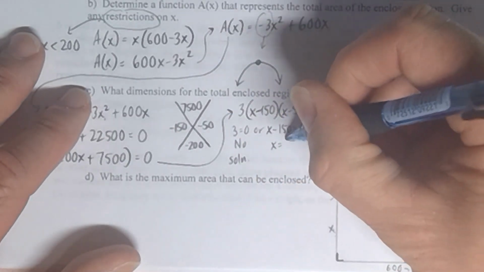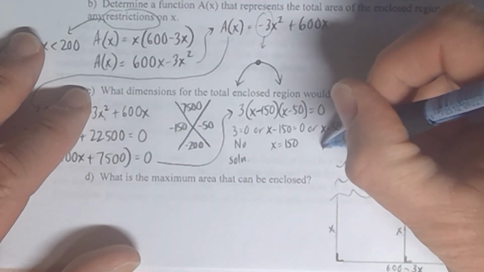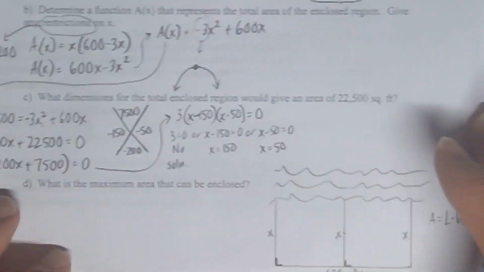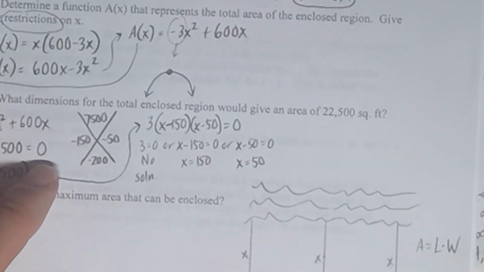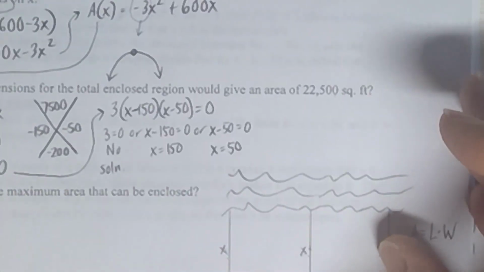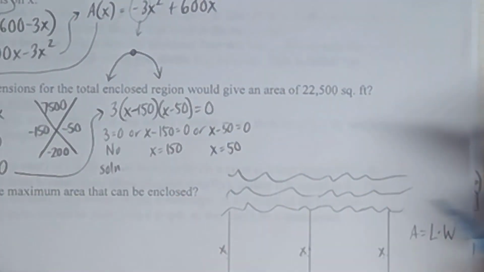This one is x equal to 150 if I move the 150 over. This one is x equal to 50 if I move that over as well. So we get what here? We get two possible answers. We get x equal to 150 and x equal to 50.